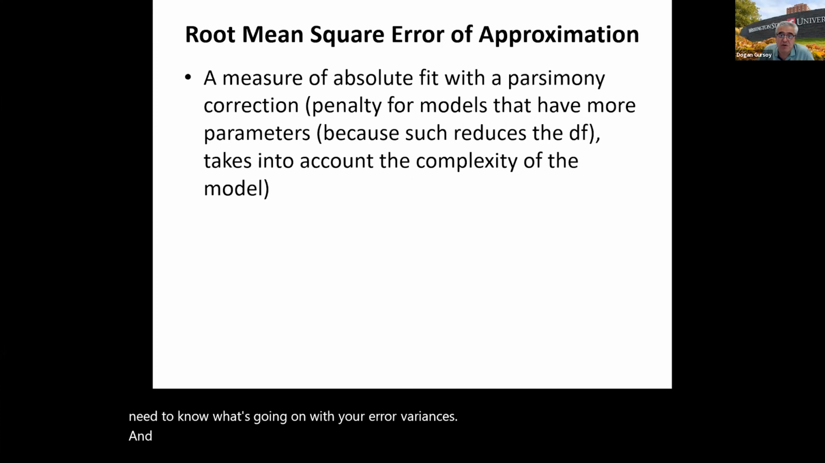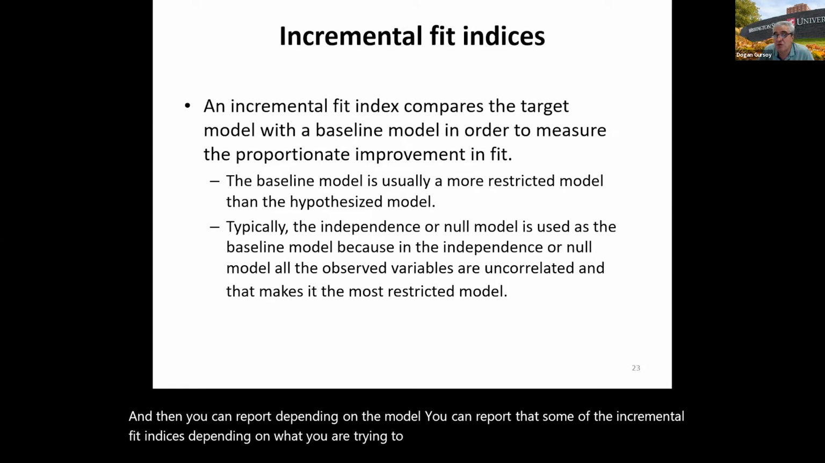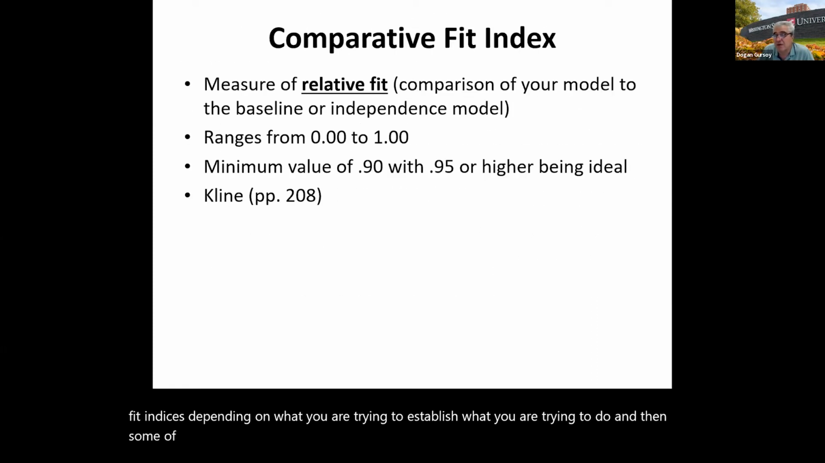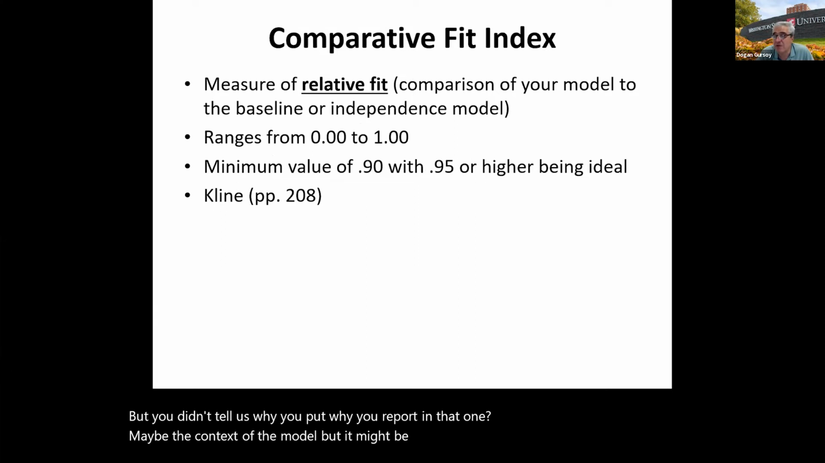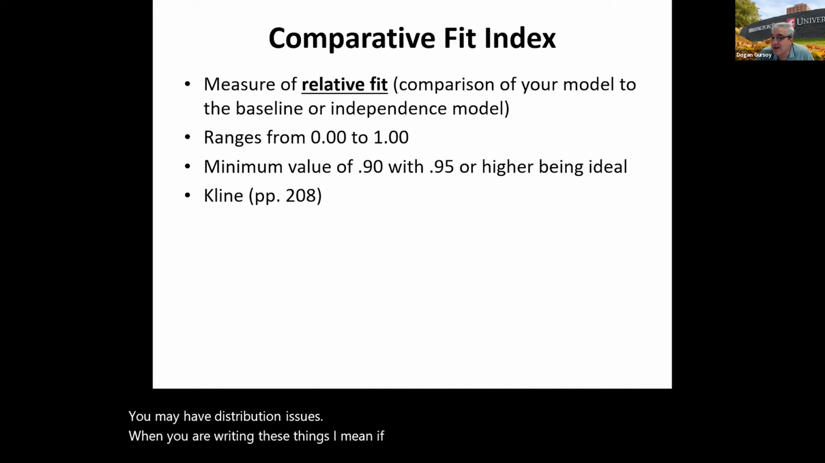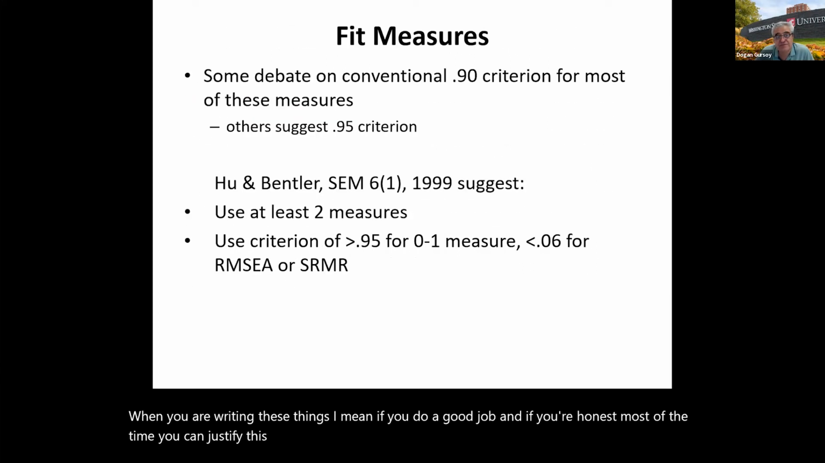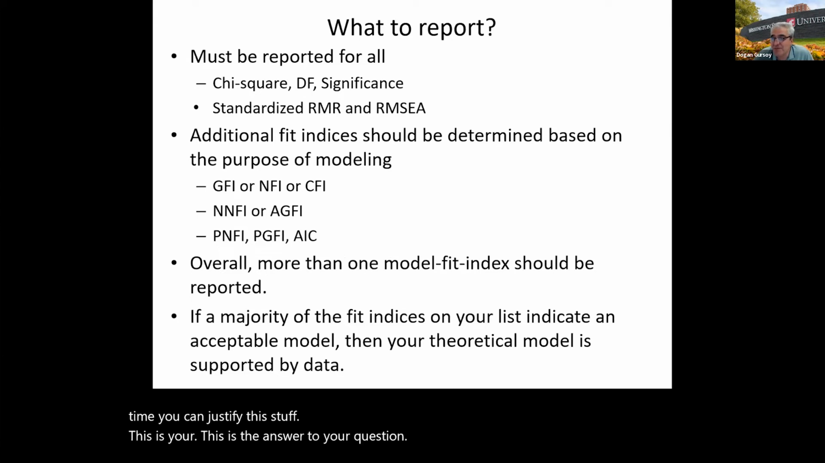And then depending on the model, you can report some of the incremental fit indices, depending on what you are trying to establish, and then some of the comparative fit indices. You don't have to report all of them, but you need to tell us why you're reporting that one. It might be the context of the model, the number of variables and sample size. You may have distribution issues. When you're writing these things, if you do a good job and if you're honest, most of the time you can justify this stuff. This is the answer to your question. I think we discussed this.